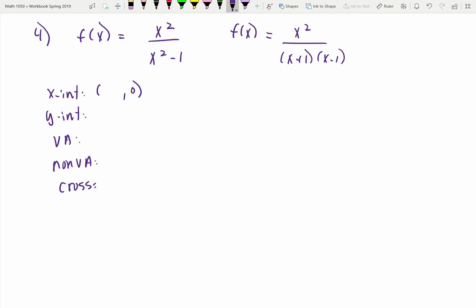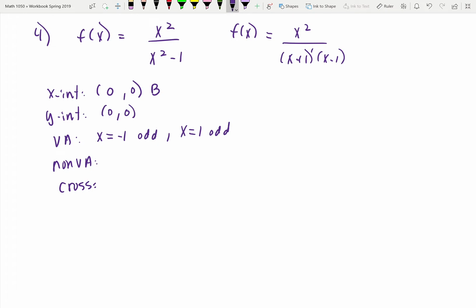If I set x squared equal to 0, I get a 0. And since it's even, it's going to bounce. So 0, 0 is an x-intercept, it's also a y-intercept. Vertical asymptotes come from the bottom. The x plus 1 gives me x equals negative 1. The exponent's a 1, so I know it's odd. The x minus 1 gives me x equals 1. The exponent's 1, so it's odd.